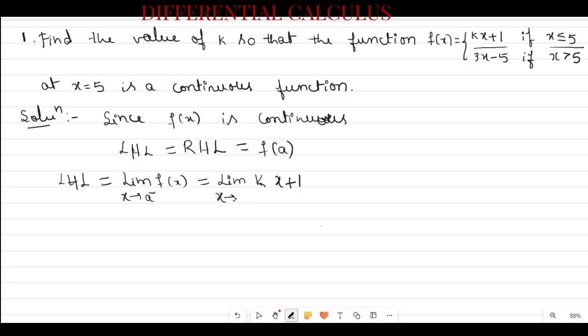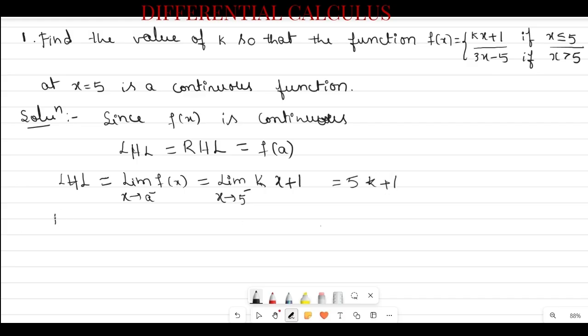So kx plus 1 as x tends to, in the place of a, we are having 5. So we can write it as 5 minus. Now apply the limit. What will you get? Sorry, in the place of x, we should write 5. So it is 5k plus 1. So we got the left hand limit.